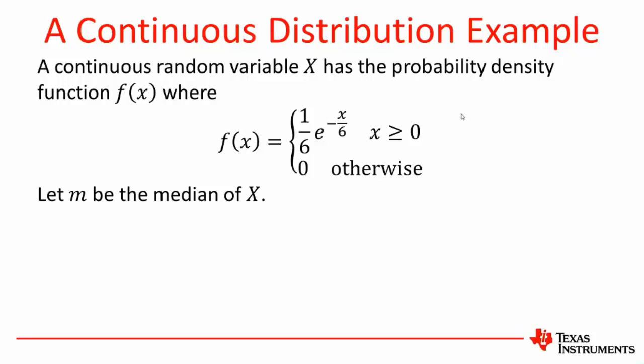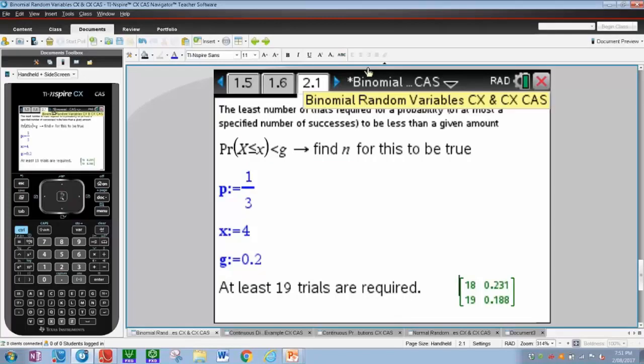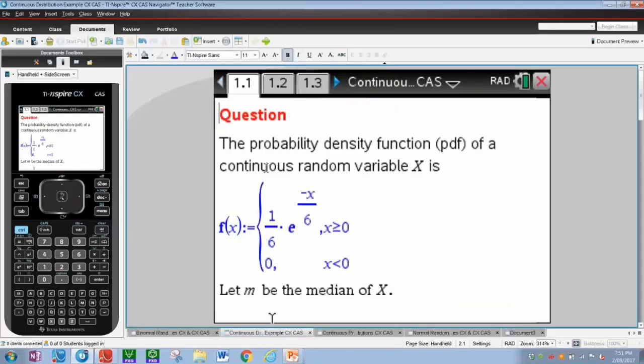So we've got a continuous random variable with f(x) = 1/6 times e to the negative x on 6 for all positive x, and 0 otherwise. And we want m to be the median of x. So m is the x value below which 50% of your probability lies. I've got it set up in the notes page here as well.